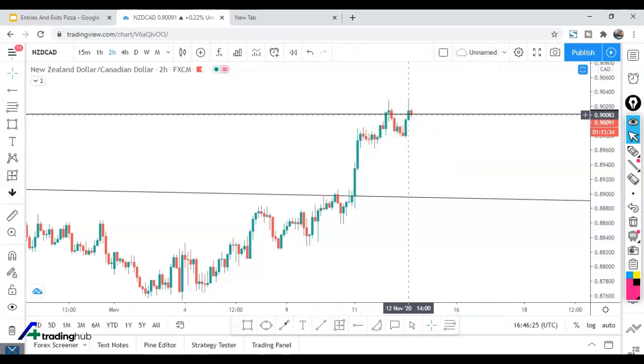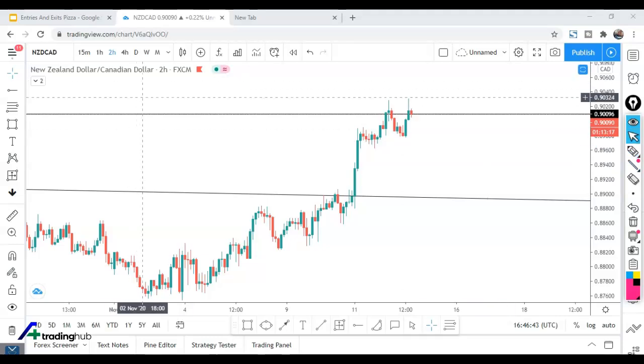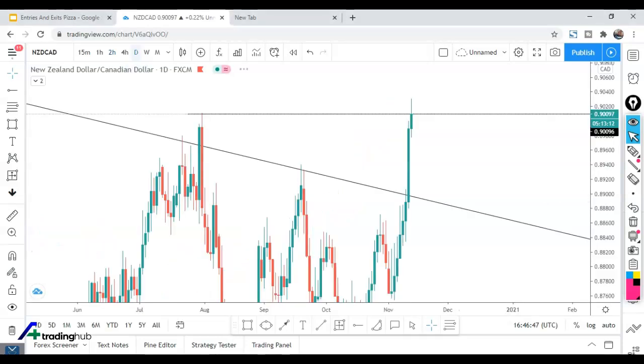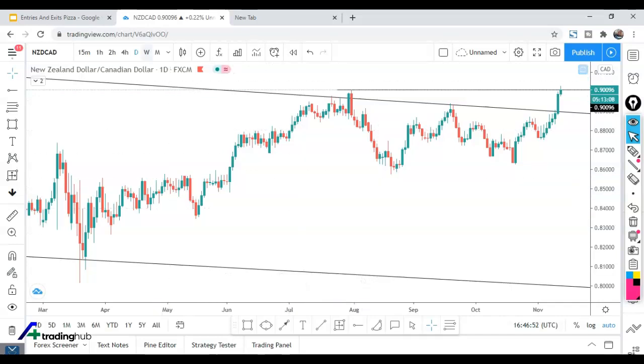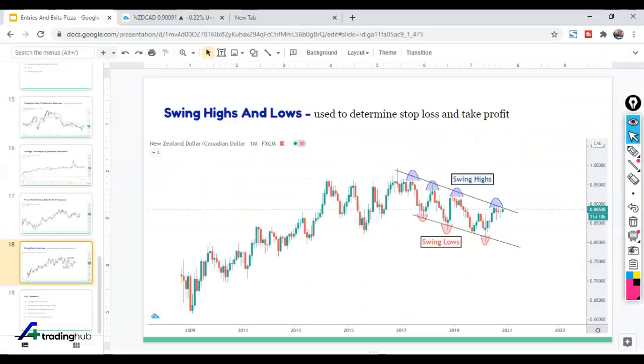So right now we don't have a valid entry confirmation here, but if you are to enter, your stop loss should be away from this swing high here, away from this previous swing high. So that is that for here. I hope you get the concept of using swing highs and swing lows as your take profit and also as your stop loss zone. All right, that is all for exits.